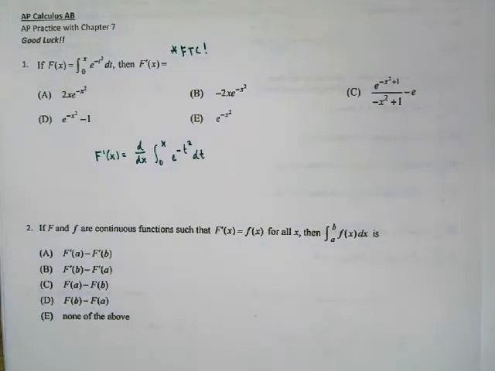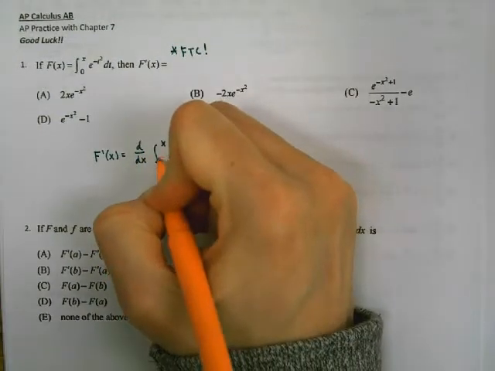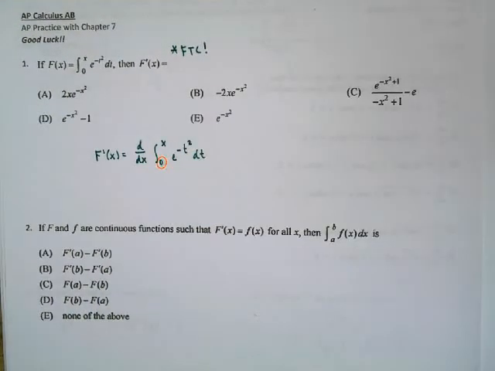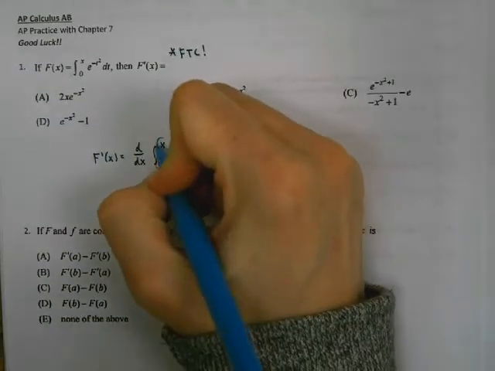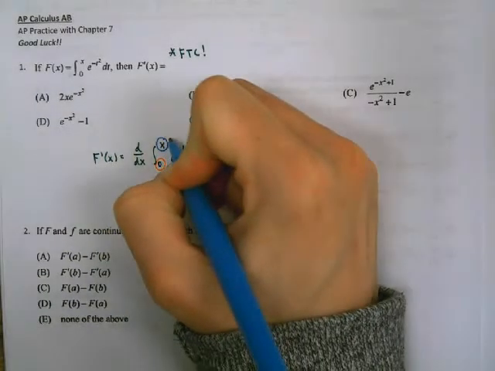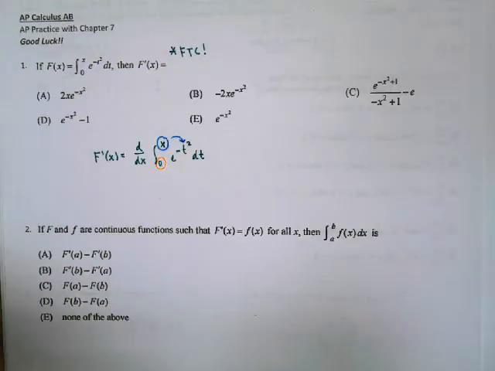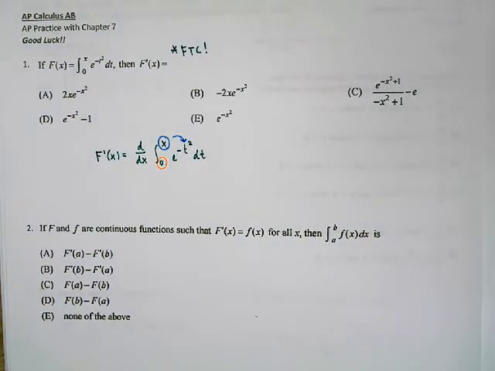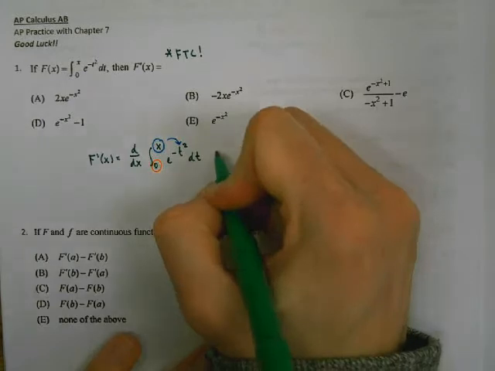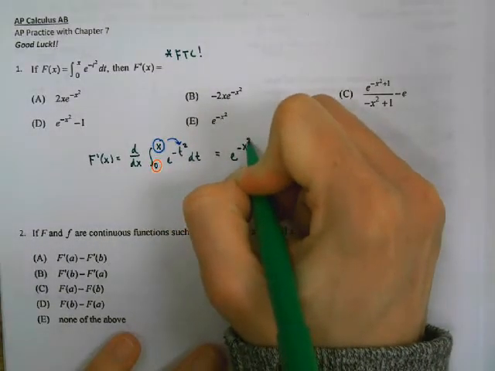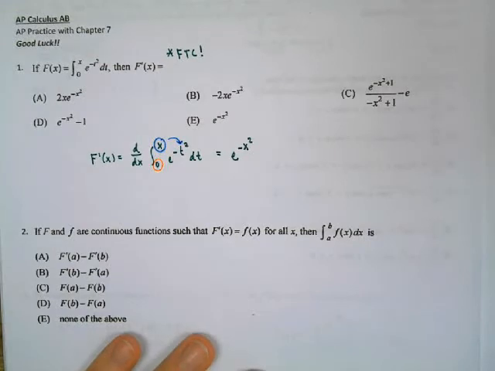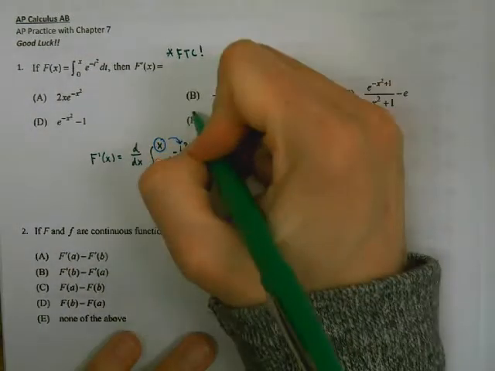So now that I know that, I'm going to check a few things. First, I'm going to check that my lower limit is a constant, which it is. My upper limit is just x, not a function of x, so that means I'm just going to substitute it in for my dummy variable in the integral. So this answer is just going to be e to the negative x squared, which is going to give us choice E.